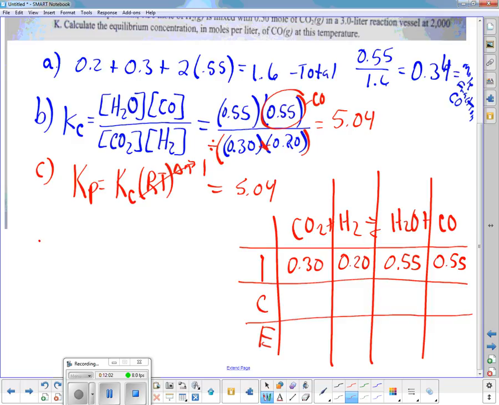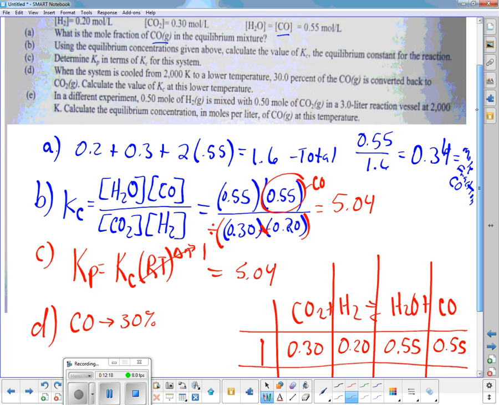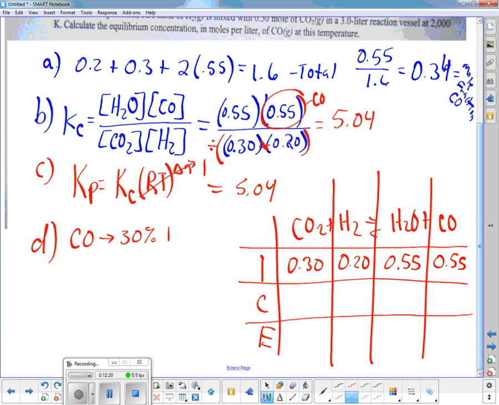Okay, so they said in D that CO changed by 30%. Was it decreased or increased? Decreased. This is 30% of the CO converted back, so decreased. So we can put a minus on CO. It is going to be minus, right? Because this is going to convert back, and these are going to get something out of it. We just don't know what yet.